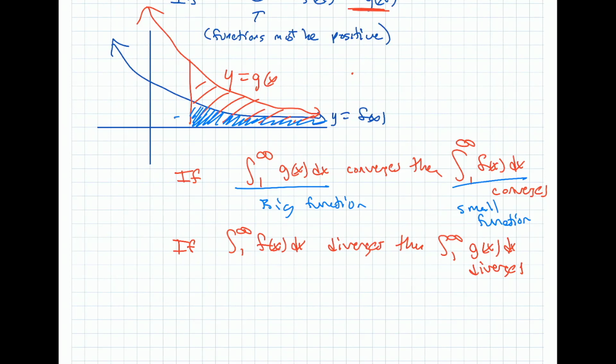If the blue area is infinity, how could the red area be less than infinity? It couldn't, right? Because the red area is bigger. So if the red area is bigger than infinity, then it must be infinity itself. Science has not discovered a number bigger than infinity.